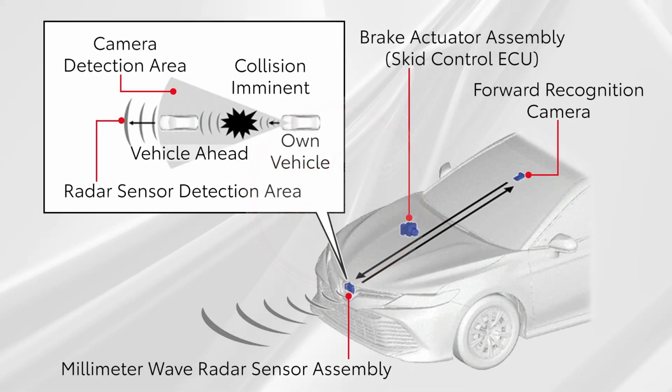The pre-collision system uses the front recognition camera for object classification information together with distance information from the millimeter wave radar sensor to determine that the possibility of a collision is high. PCS also provides audible and visual warnings to the driver of an imminent collision.